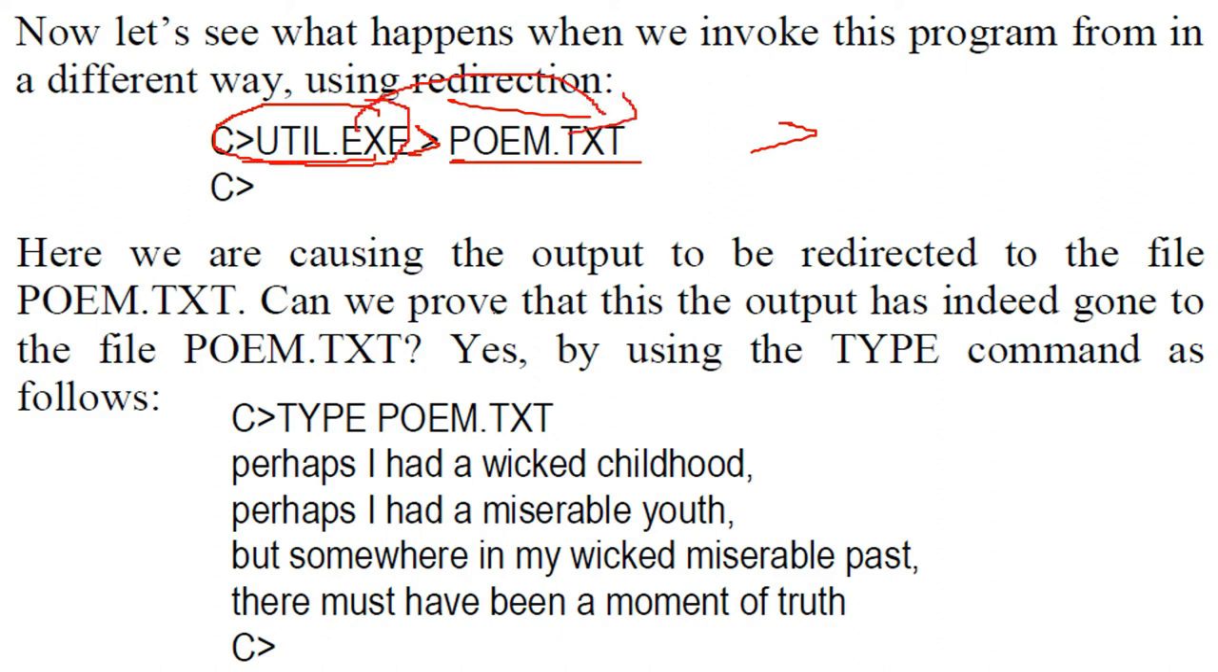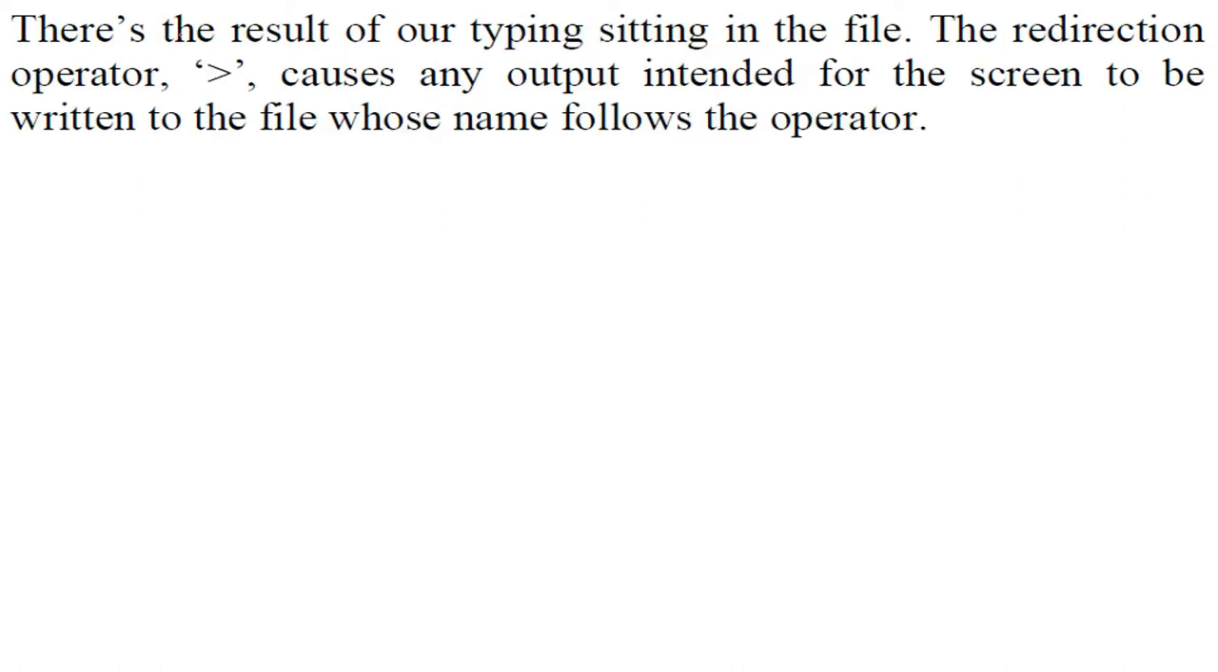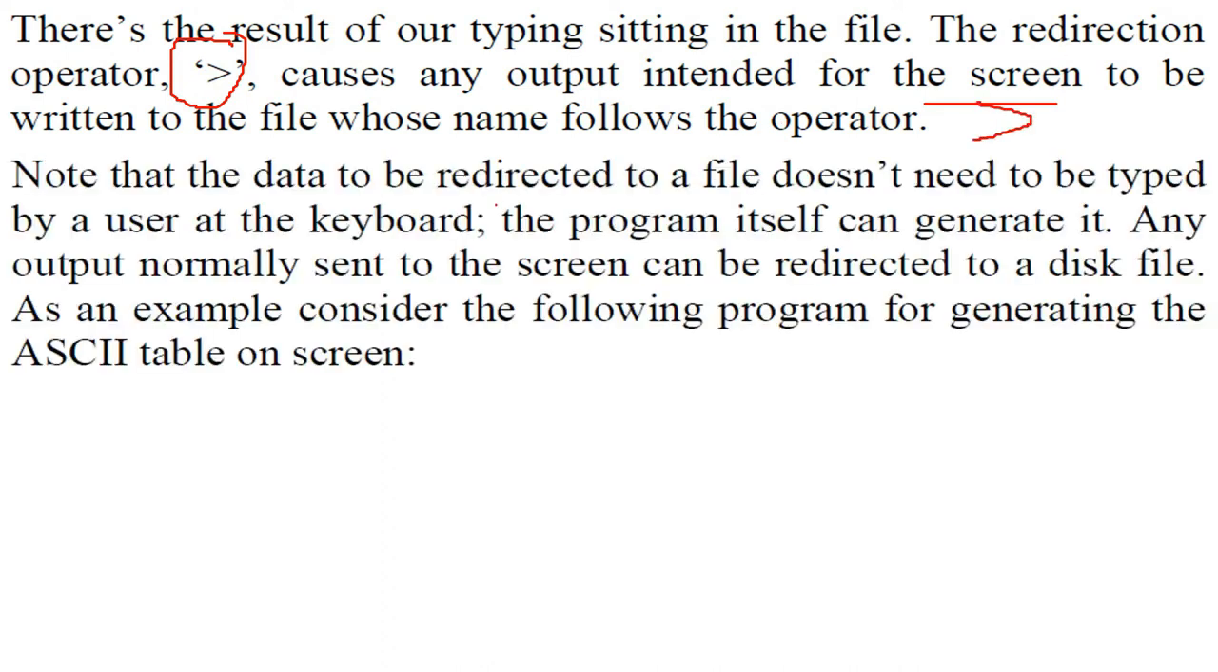So can we prove that it is indeed going to poem.txt? You can use the type command. Just use type with poem.txt. The same content would come. So this is the result of our typing sitting in the file. The redirection operator causes the output intended for the screen, the video, to be written to the file whose name follows the operator. And you have to see that the data to be redirected to a file doesn't need to be typed by the user at the keyboard.